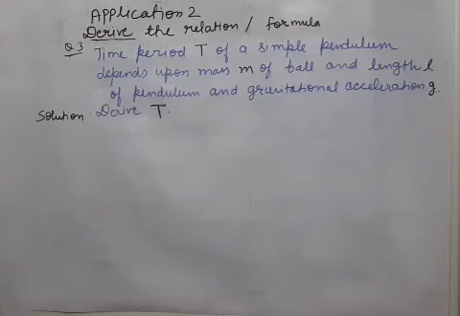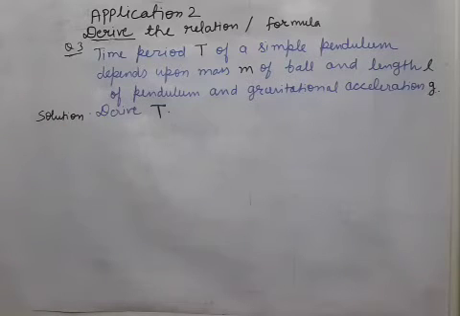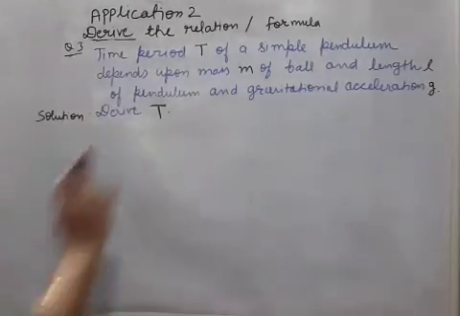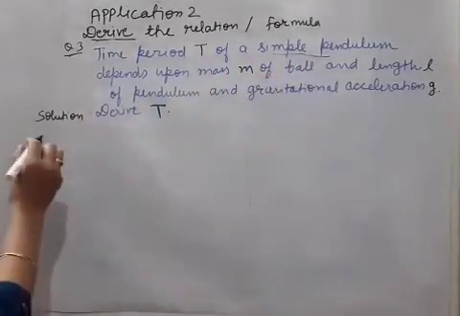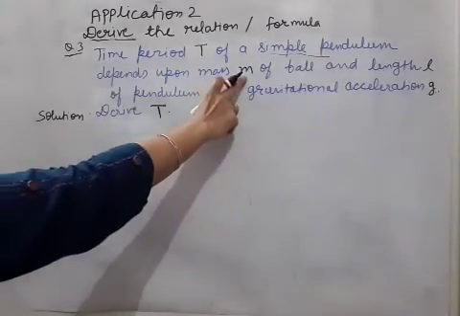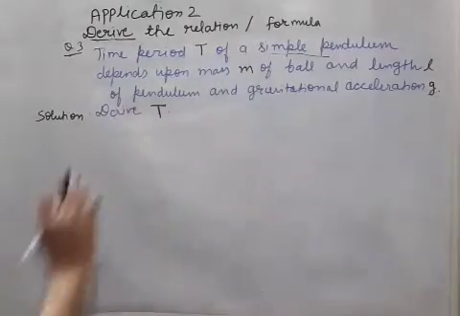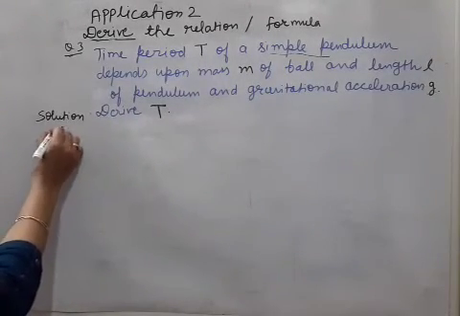Let's see our question number 3. Now in this question we'll get an interesting answer that I'll tell you later. So let us understand this question. Time period T of a simple pendulum depends upon mass m of ball, length L of pendulum, and g, gravitational acceleration. Now what is a simple pendulum?